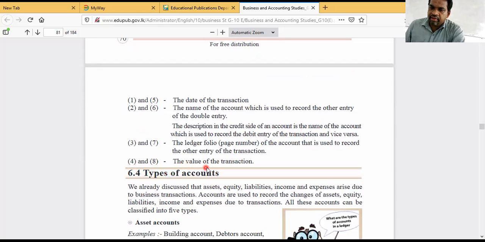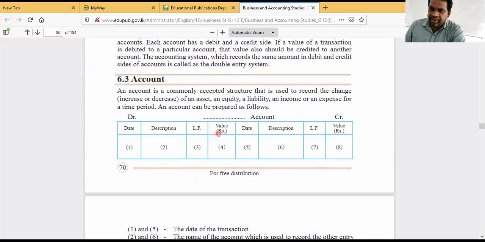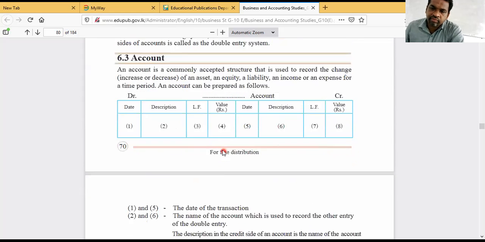Then number 4 and 8, the value of the transaction. Here is the debit side value column, and this is the credit side value column. In these columns, we write the value in rupees.